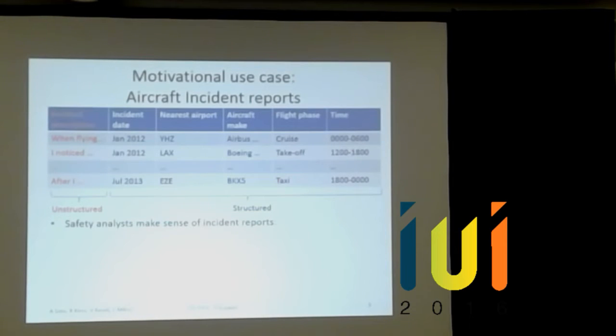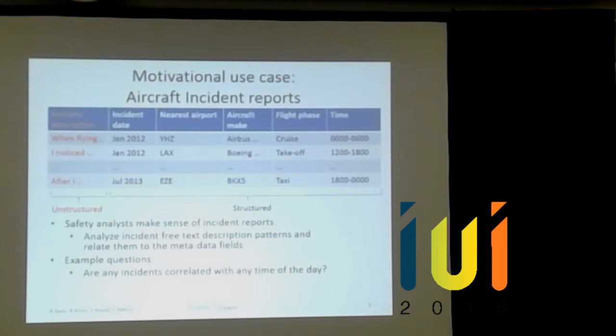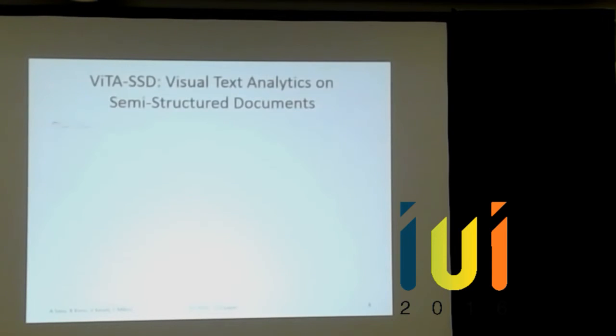Safety analysts need to make sense of this data in order to improve the safety of flights. What they typically do is analyze the free text, and they try to connect it with metadata fields. For example, a safety analyst might be looking into whether there are any incidents correlated with any time of the day, or more specifically, if wake turbulence accidents or incidents are more likely to happen in some airports than others.